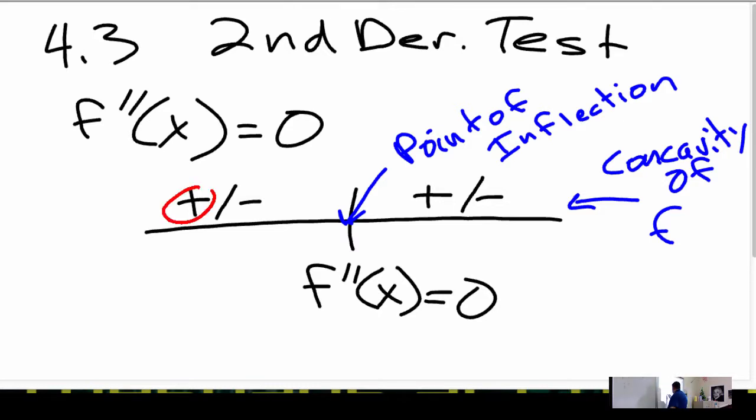If the value of f prime is positive, we say that it's concave up, which means the function has a behavior that curls up. If f prime is negative, we say that it is concave down, which means the behavior of the function curves down. Okay? We'll draw a picture in a second.